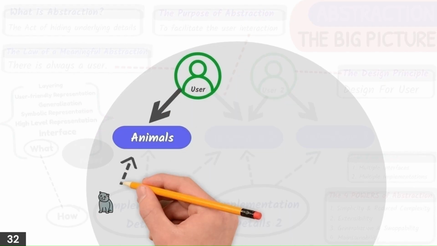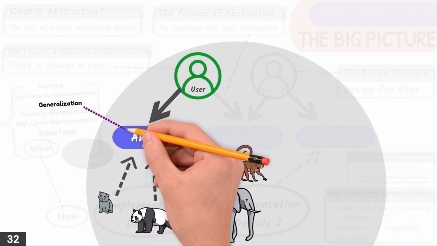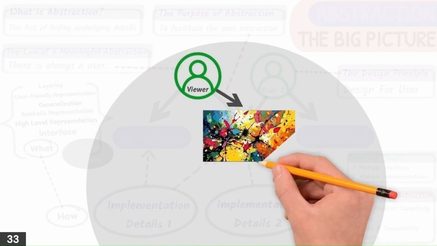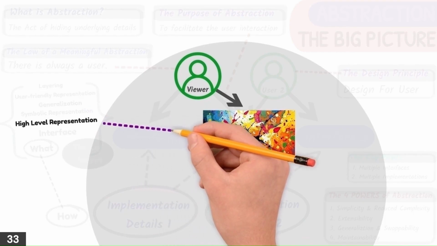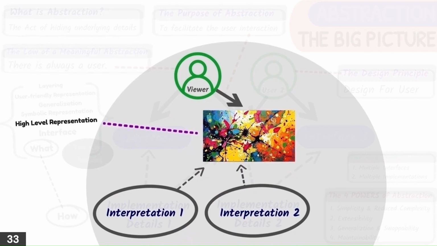How about animals? Just like the birds and fruit examples, it gives you the ability to generalize. In addition, it's a high-level representation of a whole category. How about abstract art? It's a high-level representation of different underlying interpretations, and that's definitely an abstraction. By the way, we can also see this as a symbolic representation of an underlying reality, which is another shade and another way of looking at abstraction.